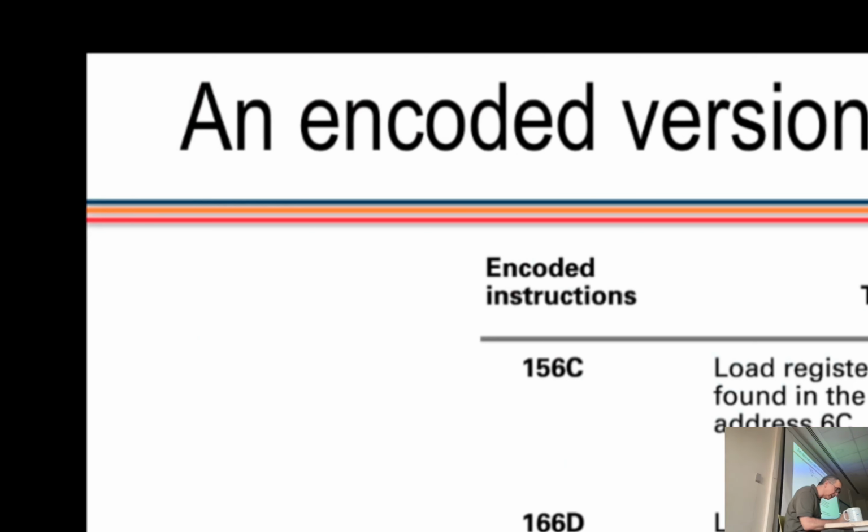So this 1 means what? Load, right? Another load to register 5, load to register 5, which address? 6C. So 6C goes into register 5. 6D goes into register 6.